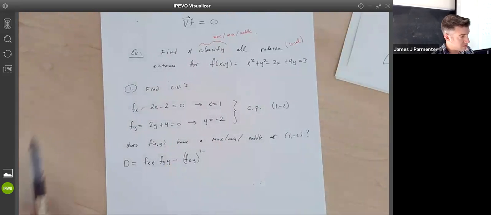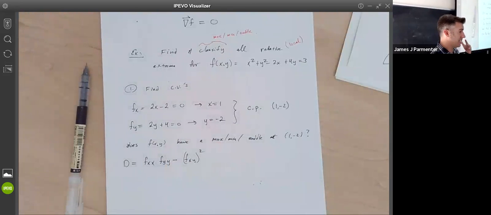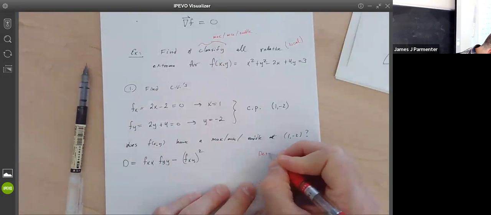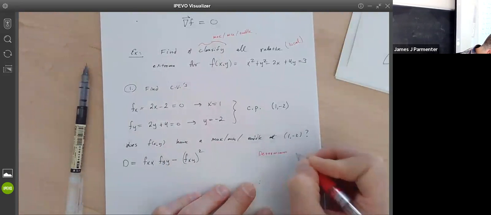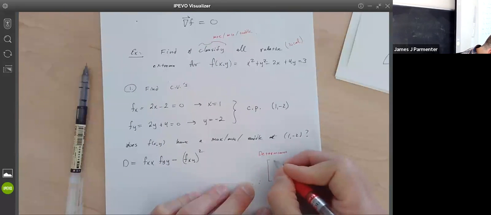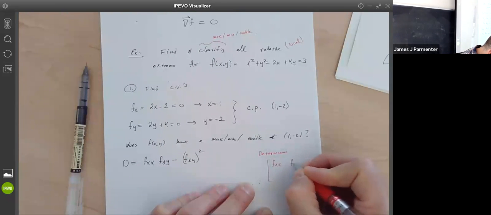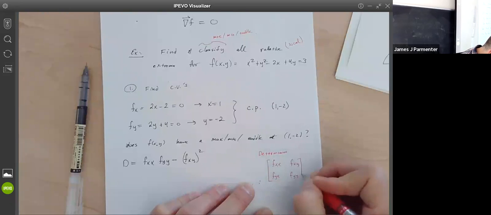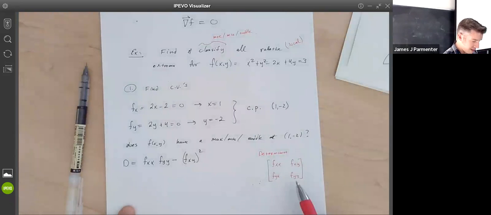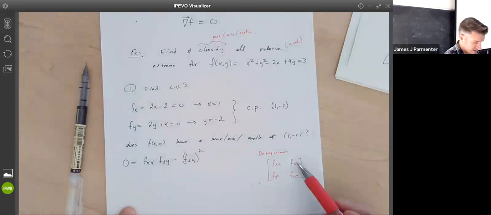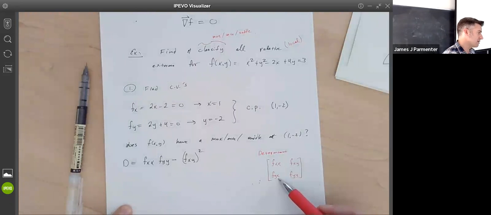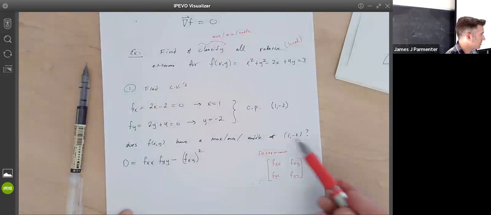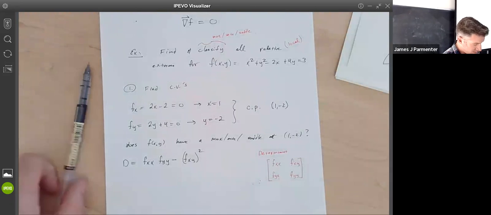I'll point out, since all of you know how to take the determinant of a 2 by 2 matrix, that this is the determinant of the matrix of second partial derivatives: fxx, fxy, fyx, fyy. This is definitely the determinant of that. It's fxx times fyy minus fxy times fyx. And then you have to remember that fxy is the same as fyx. So you get fxy squared. Not super important. If you forgot this completely, it wouldn't be a big deal. But you do have to remember this.